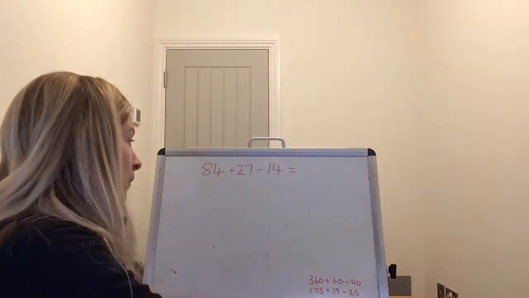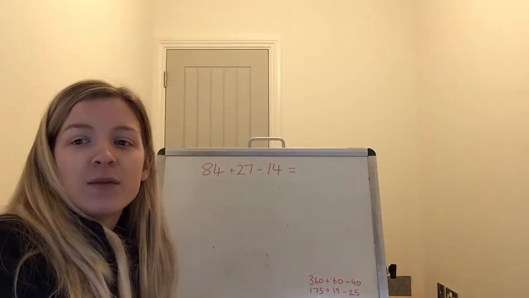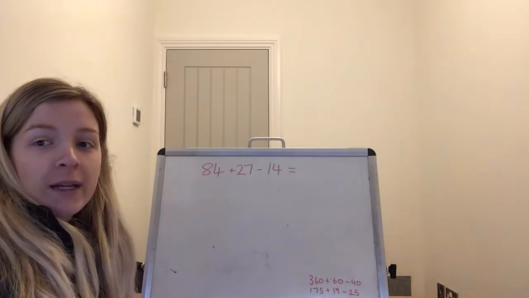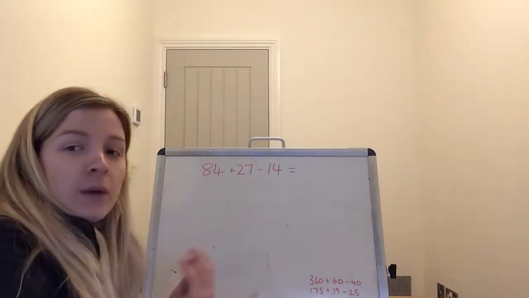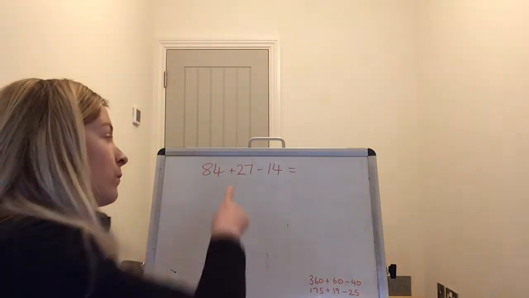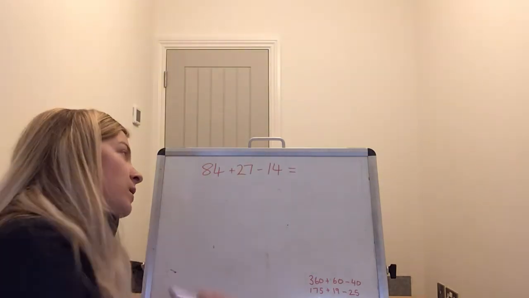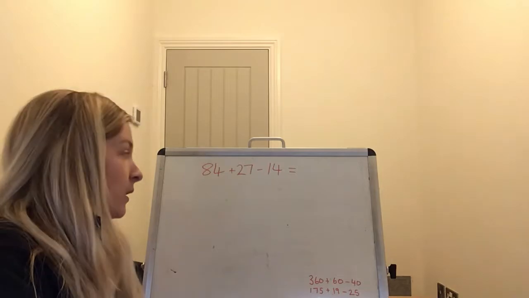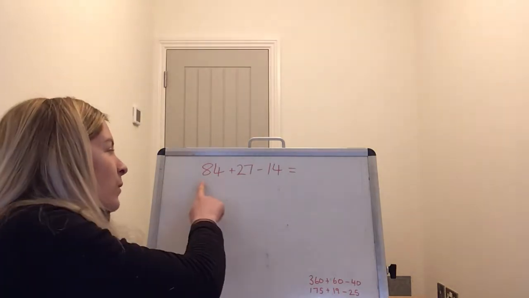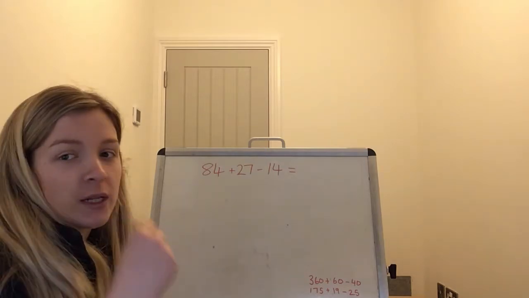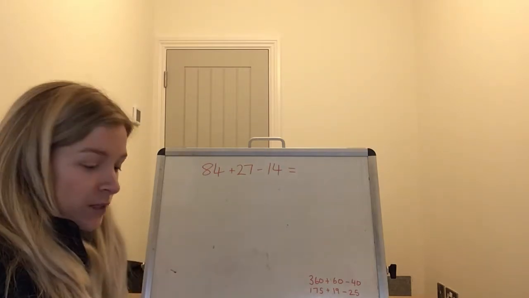So let's start off with this one. 84 plus 27 take away 14. Are we going to do this as presented, or are we going to swap the steps? Okay, still got an addition and a subtraction, so we need to be careful to start with the biggest number at the front here. If we add 27 to this number, it's going to take us over 100 and it's going to get really confusing. So let's see what happens when we swap the steps.